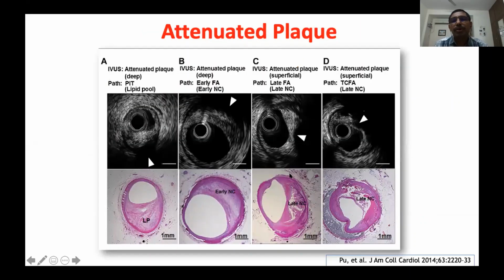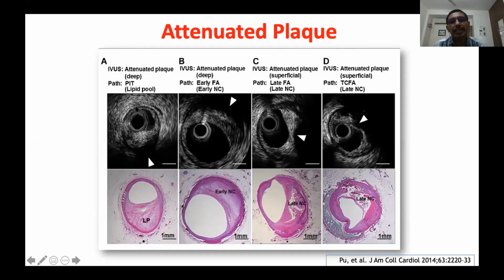And something more about attenuated plaque. What is the importance of attenuated plaque? I already explained. When you have signal attenuation in the deeper part, and here these two are examples of deeper signal attenuation, they usually have lipid or early necrosis. If the attenuation is superficial, they have advanced necrotic plaque or thin cap fibroatheroma. So these are the ones, thin cap fibroatheroma and the big necrotic core. These are the ones resulting in no reflow.